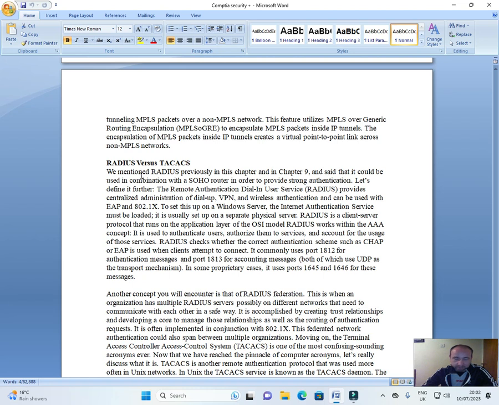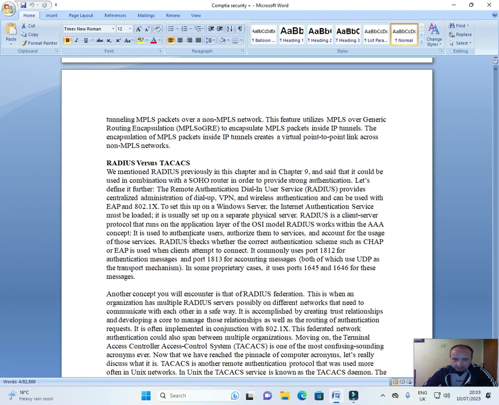RADIUS versus TACACS. We mentioned RADIUS previously in this chapter and in chapter 9 and said that it could be used in combination with a SOHO router in order to provide strong authentication. Let's define it further. The Remote Authentication Dial-In User Service, RADIUS, provides centralized administration for dial-up, VPN, and wireless authentication, and can be used with EAP and 802.1X. To set this up on a Windows server, the Internet Authentication Service must be loaded. It is usually set up on a separate physical server.